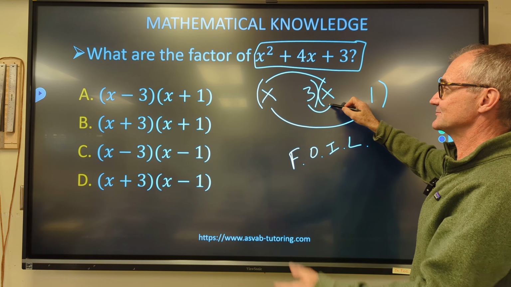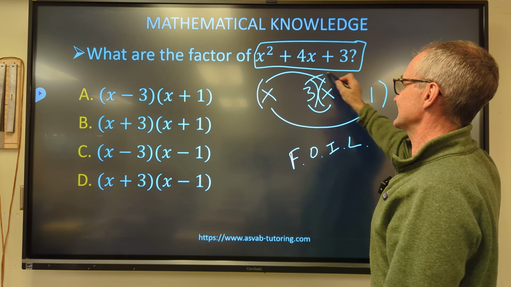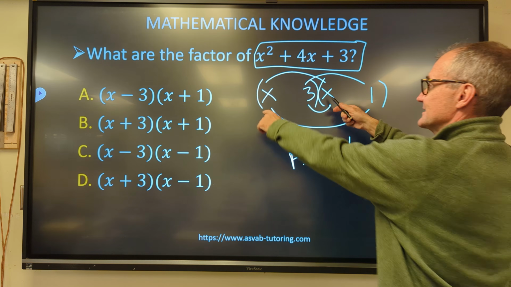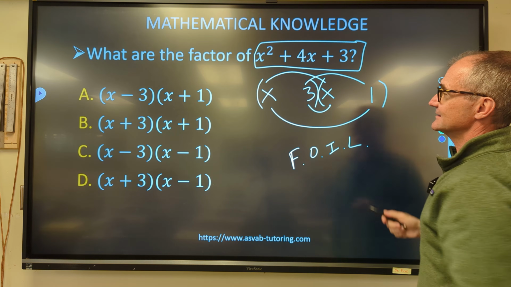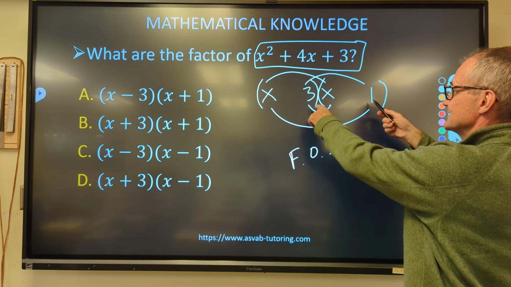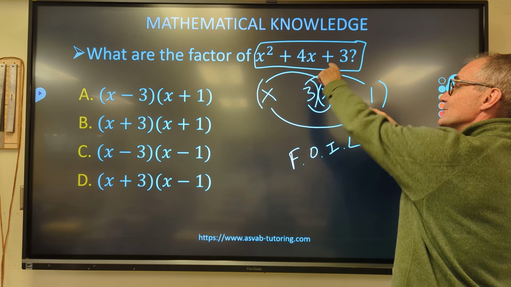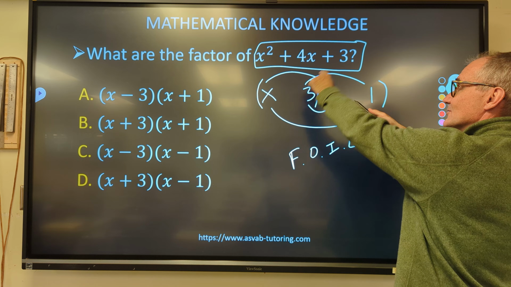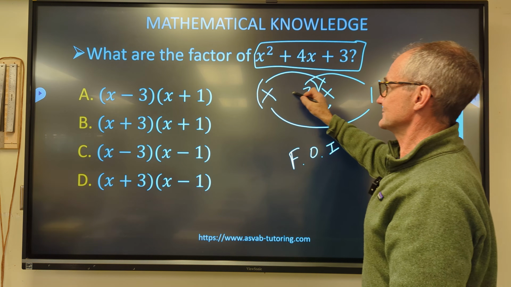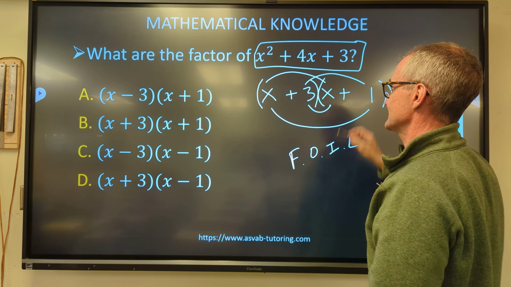Then I'm going to add or subtract those, and then my last terms together. So first, outer, inner, last. I have x squared, and I have a 3 at the end. Then I have to pick signs to get a 3, right? So either these two signs have to both be positive or both negative, because negative times negative also equals a 3. I'll try a positive and a positive.